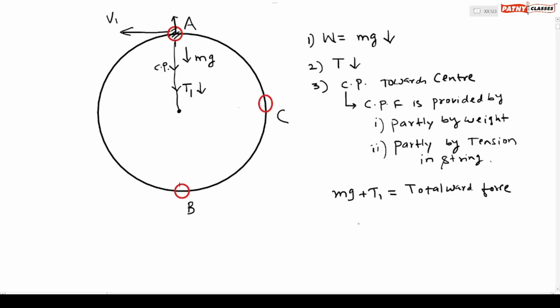And the centripetal force in the downward direction is given by m v1 square upon r. Therefore, the total force, mg plus T1, is equivalent to the centripetal force, m v1 square upon r. Call it equation number 1.